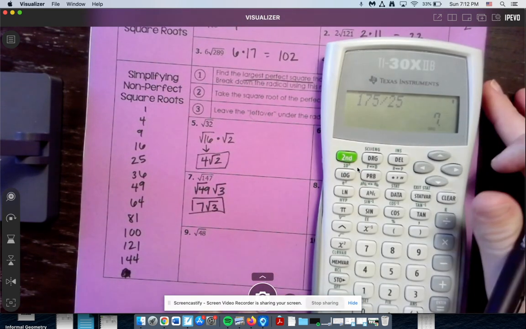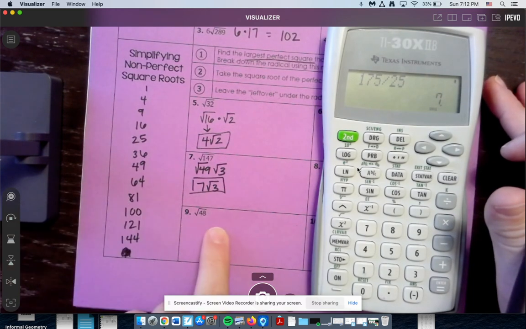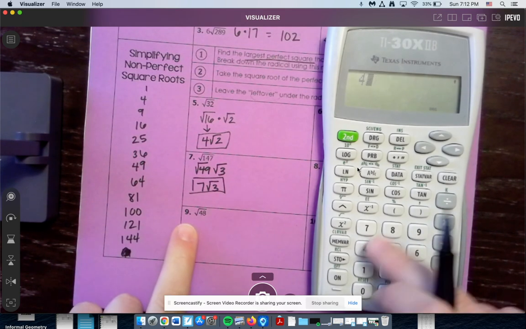Same process. See which perfect square evenly goes into here. So start by dividing it by 2. Okay, I'm going to do it now. I hope you tried it, and let's see if we get the same answer.